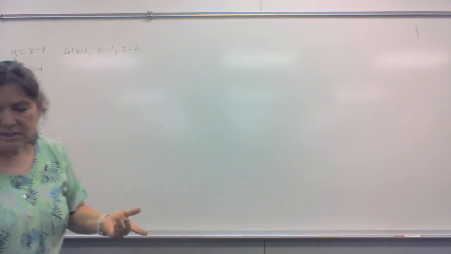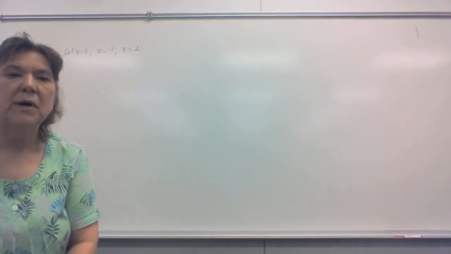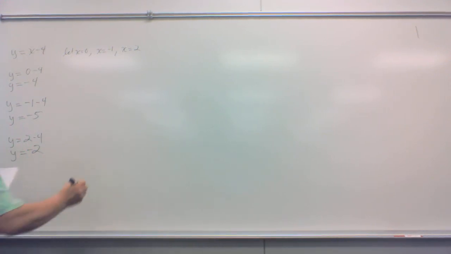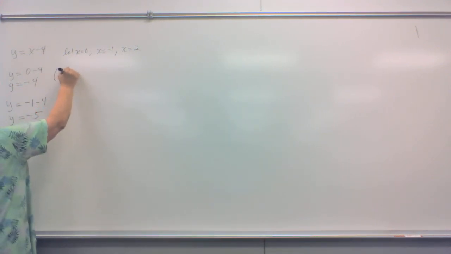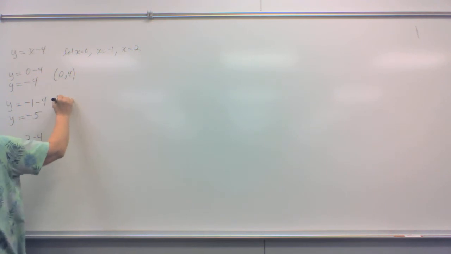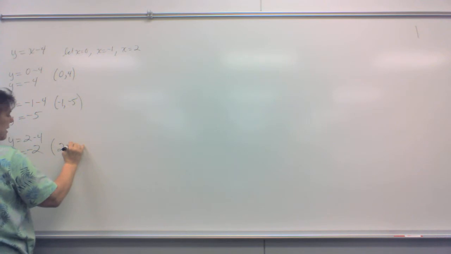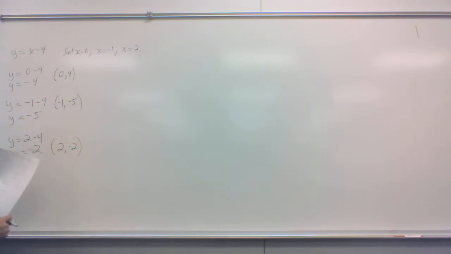And it's not always the easiest way to deal with functions. So another way, and these make ordered pairs. So this would be (0, -4), this one would be (-1, -5), and this one would be (2, -2). So it builds your ordered pairs.